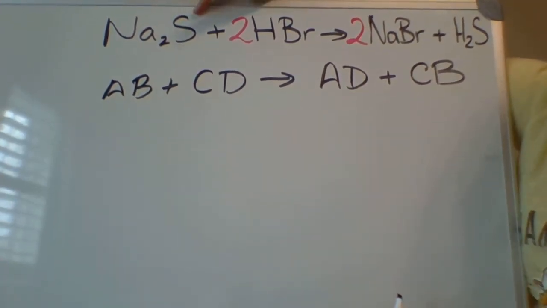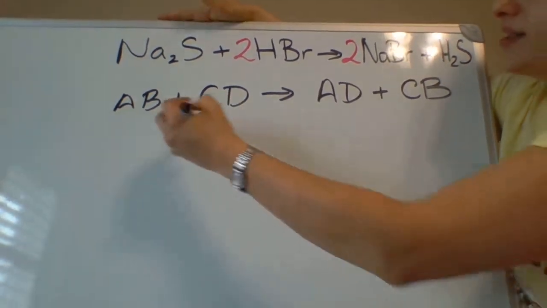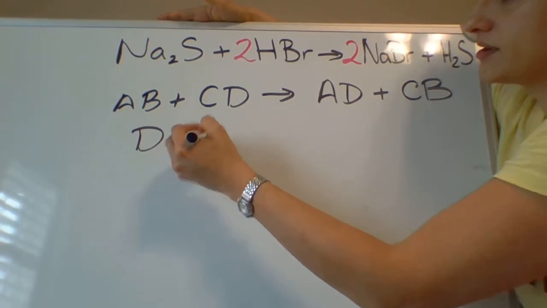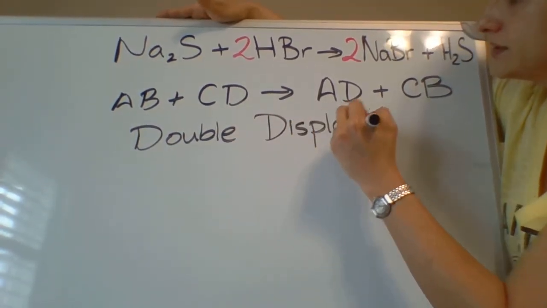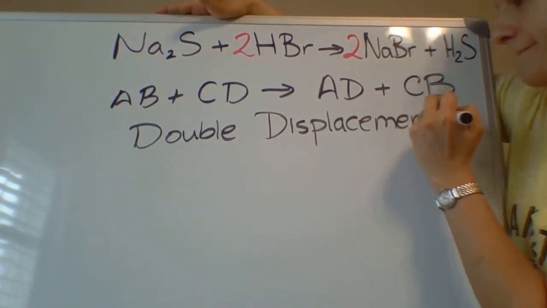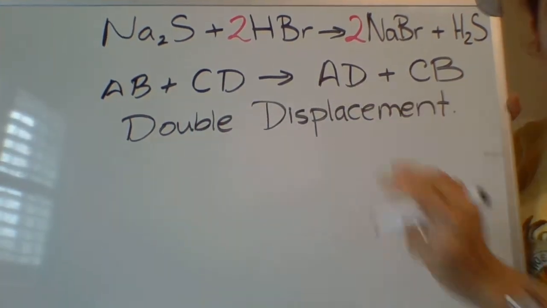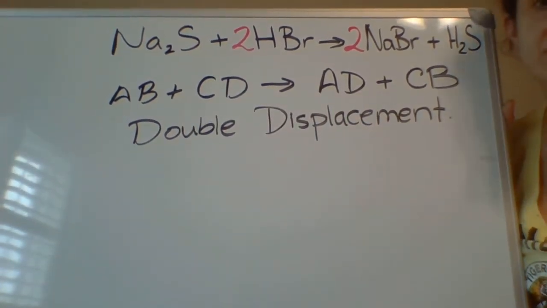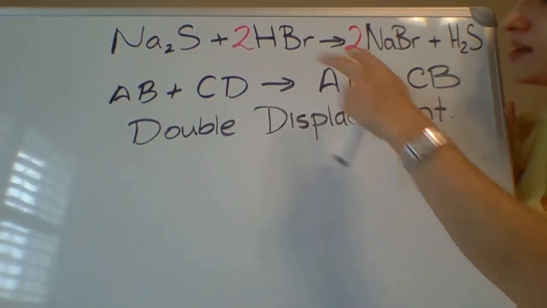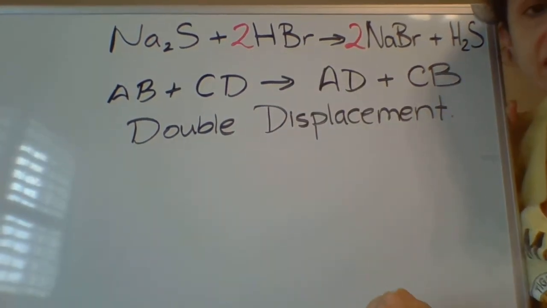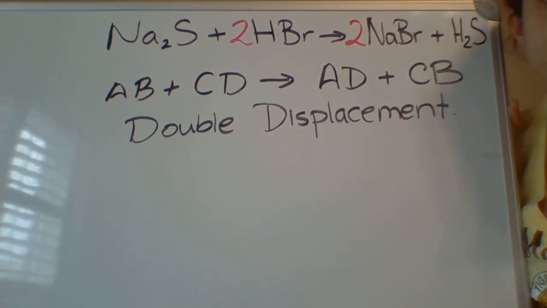Notice how the sulfur went to the hydrogen and the bromine went to the sodium. And that is an example of double displacement. So it's really good to remember these generic equations that I gave you that represent each of the different types of reactions. Once you know those, you can then link them to the actual equation that I give you, and you'd be able to determine what kind of reaction you are dealing with.